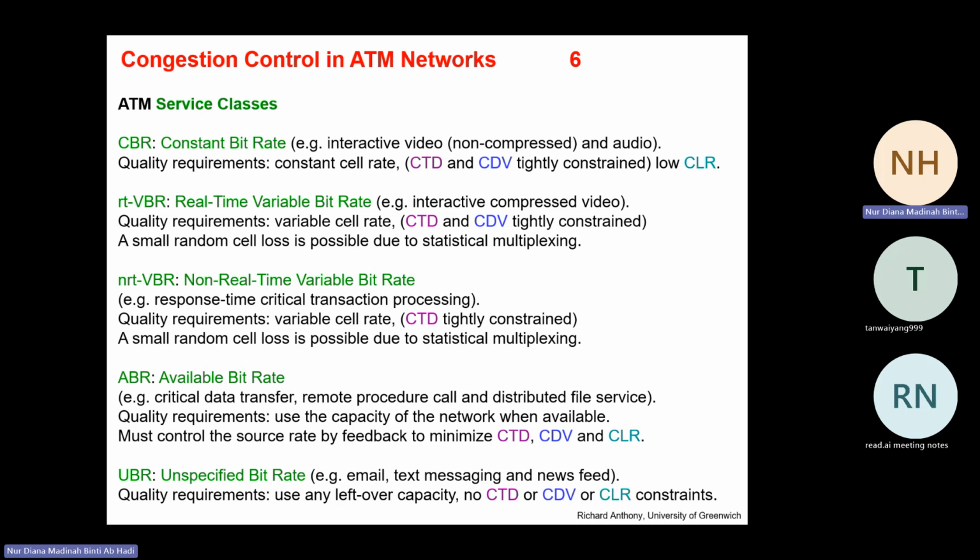ABR is a quality requirement that uses the capacity of your network when it is available. Examples of ABR are critical data transfer, remote procedure calls, and distributed file services. For UBR, it uses any leftover capacity and does not have any CTD, CDV, or CLR constraint. Examples are emails, text messaging, and news feeds.